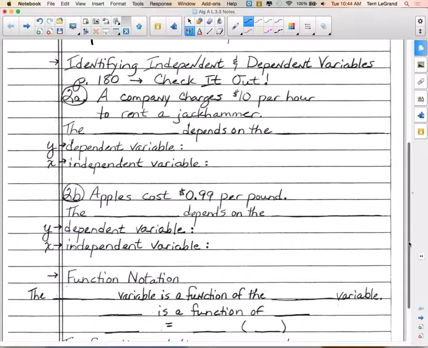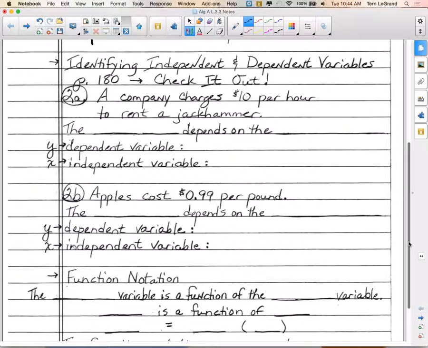And you're going to rent a jackhammer for $10 an hour. What did you say, Samuel? Number of hours. Don't you get to decide how many hours you want to rent it for? Okay. So it kind of sounds like we got two things going on here. We've got the number of hours that we're going to rent it for, and then we got the total cost, how much it's going to cost altogether.